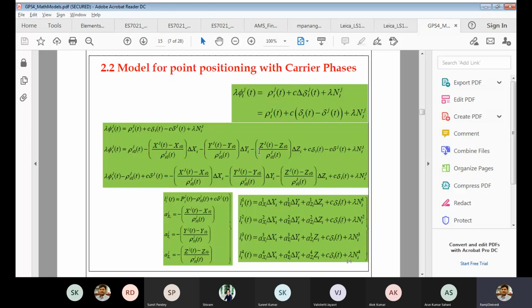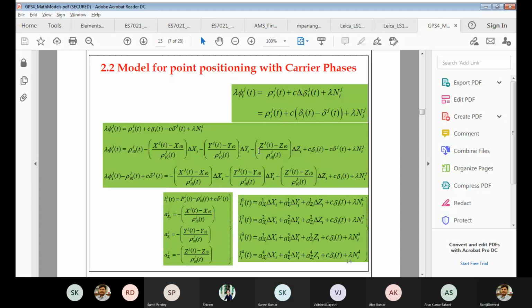Now, since we have to make the equation in the v is equal to Ax minus l form, we will reshuffle the left hand side and right hand side based on our requirement. The left hand side would become the observable, the carrier phase observable. Then rho ij naught t, which is the initial geometric range with respect to the initial points that you have. Then the clock error of the satellite, you know it. So the left hand side would become these three terms. The right hand side would again be similar to the previous one, plus the lambda n ij.